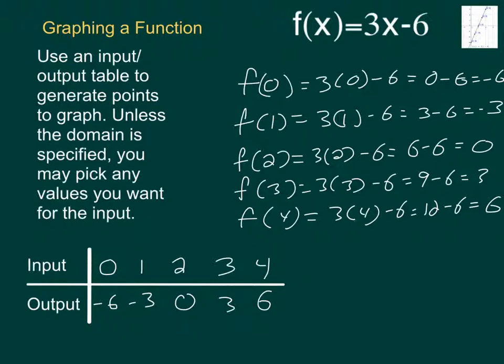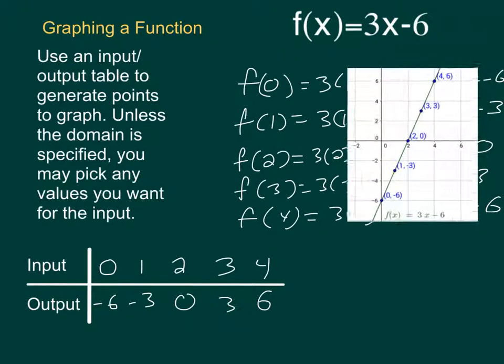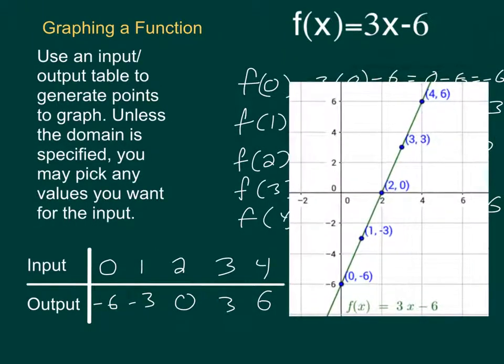And so using a graphing calculator, I've done just that. I can zoom in here and look at the graph. And you can see that when I plot these 5 points, they do line up. And I have a graph here. I can connect them and go on forever to show that I have a line. And that's how you do it.